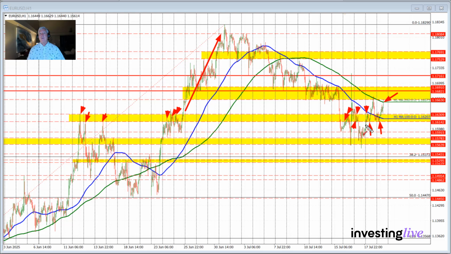We're entering the U.S. session with the price moving above the 200-hour moving average, making another attempt to get above that key moving average level. Can we stay above that level? Can we move above the 1.1663 to 91 level? Recall that level from our daily chart.